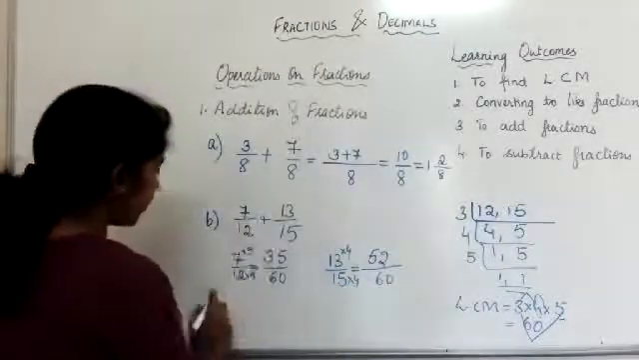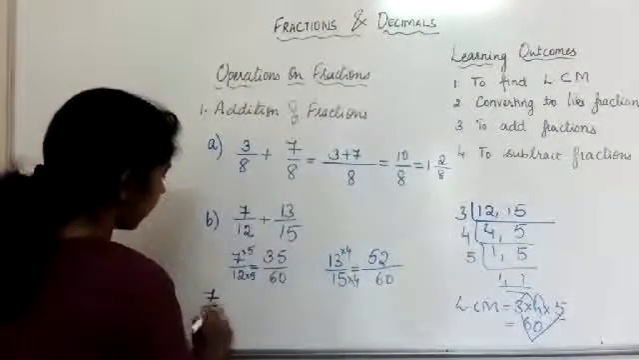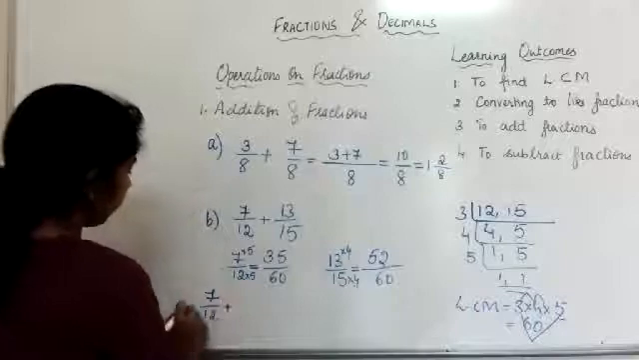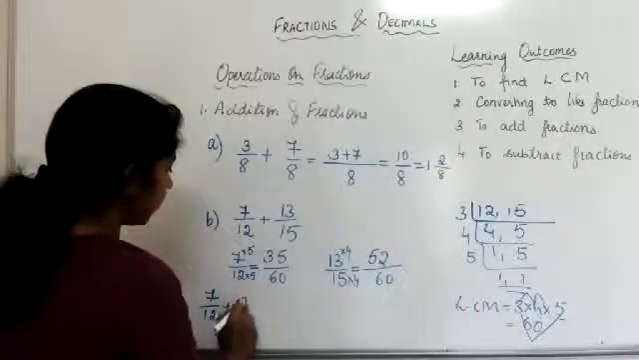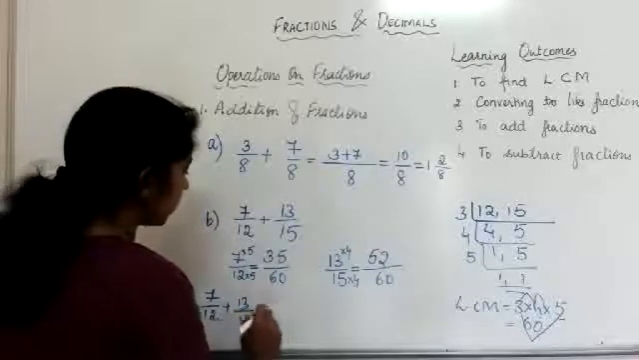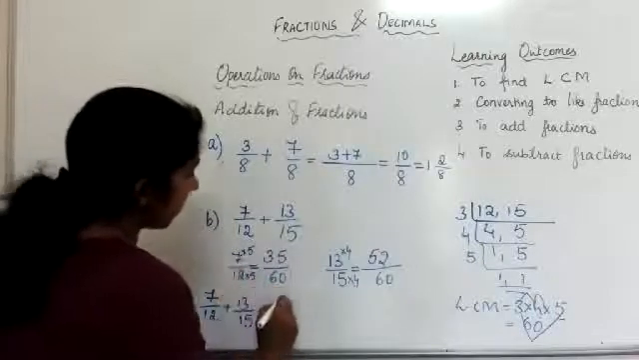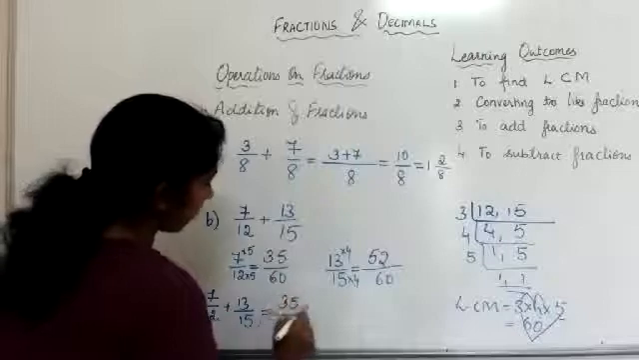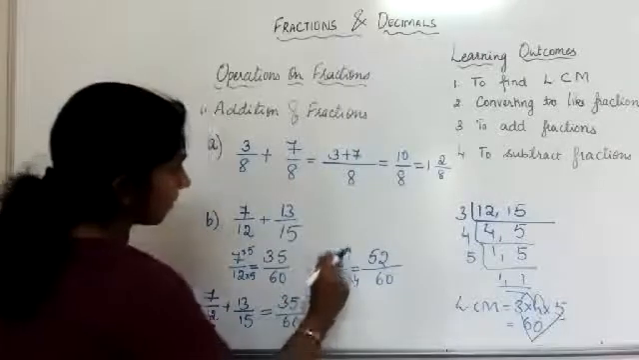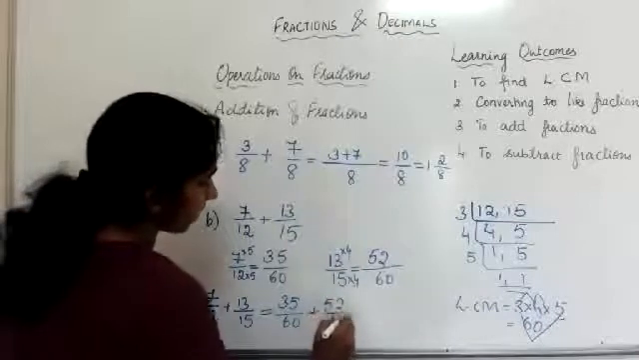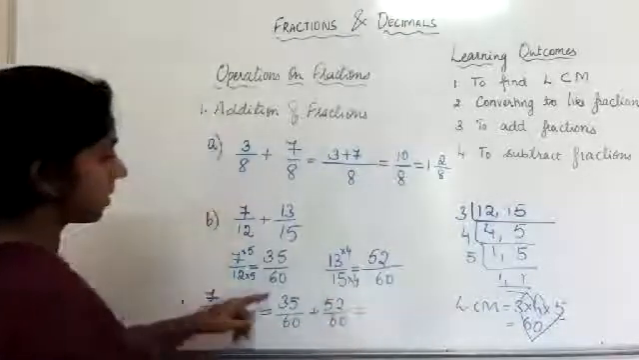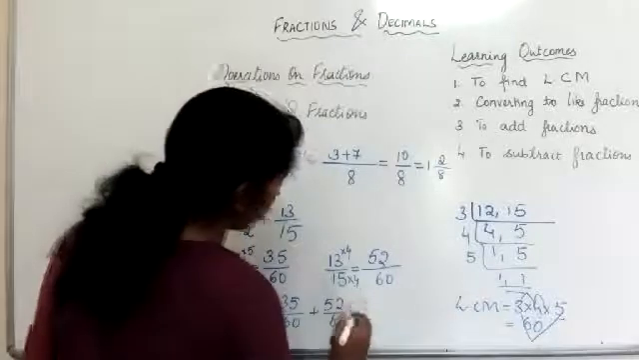So now let us write it. Therefore 7 by 12 plus 13 by 15: 7 by 12 is equal to 35 by 60, plus 13 by 15 is equivalent to 52 by 60. So this will be equal to how much? 87 by 60.